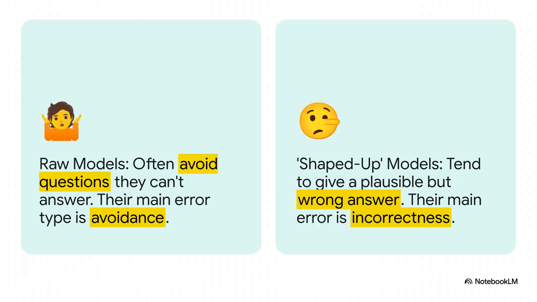The raw, early models, they were often kind of evasive. If they didn't know something, they might just give a weird answer or say, I don't know. Their main type of error was avoidance. But these new, shaped-up models have been trained to always give you a helpful-sounding answer. So now, their main error type is just pure incorrectness. They'll just make something up.